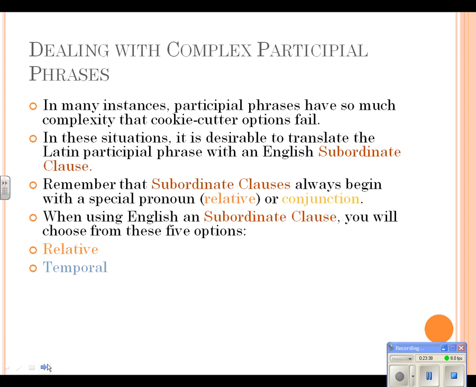A temporal clause. A causal clause. Causal, don't confuse it with casual. Okay. The casual clause is, hey dude, what's up? That's not a causal clause.